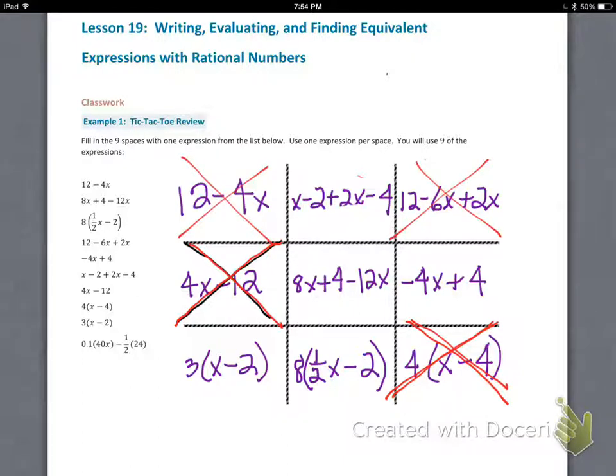Here's our next one. Our next one is 4, and then parentheses 2x plus 1 minus 12x.